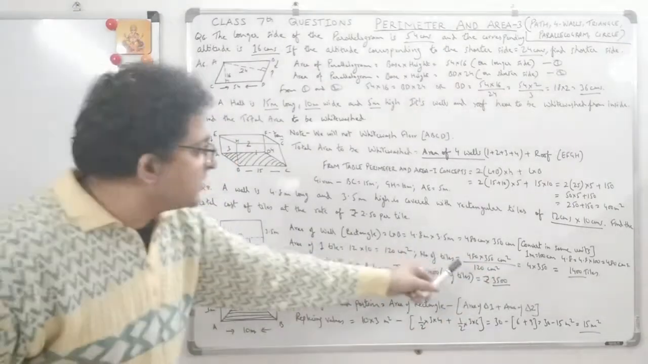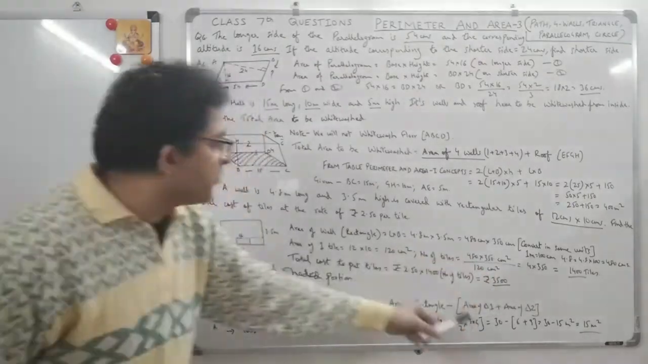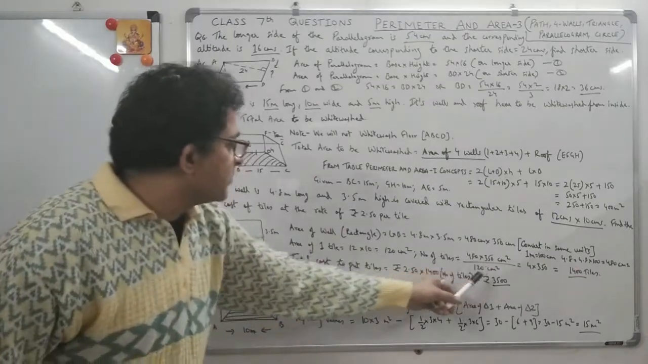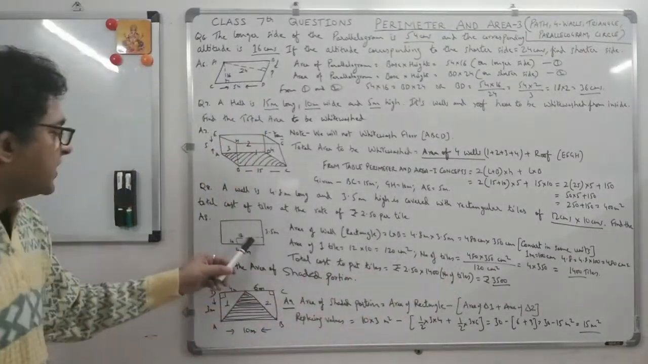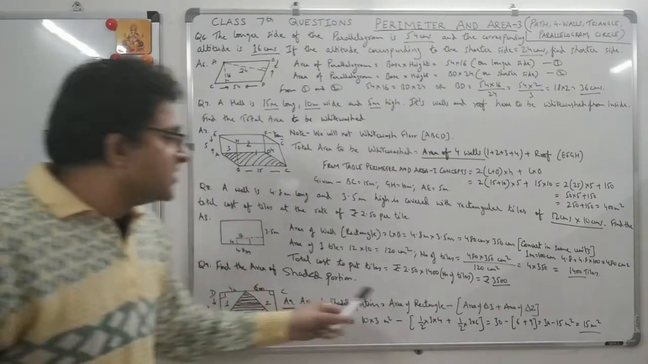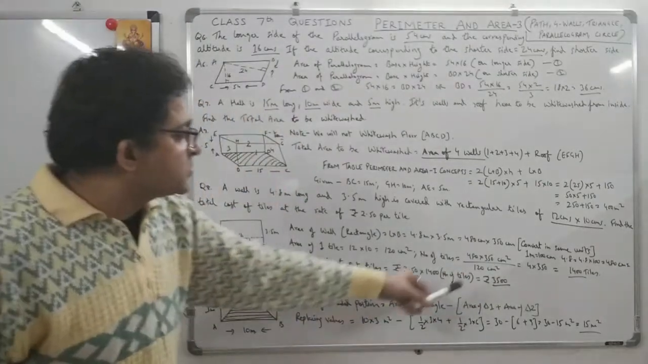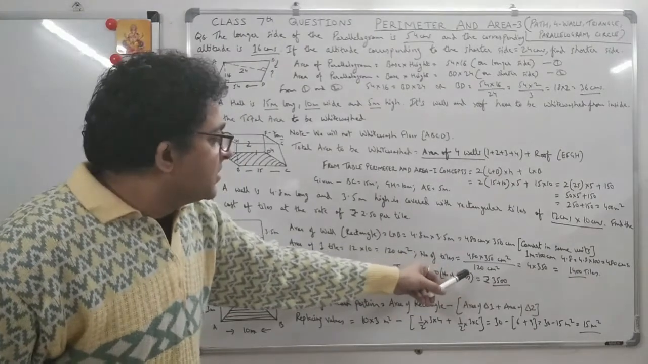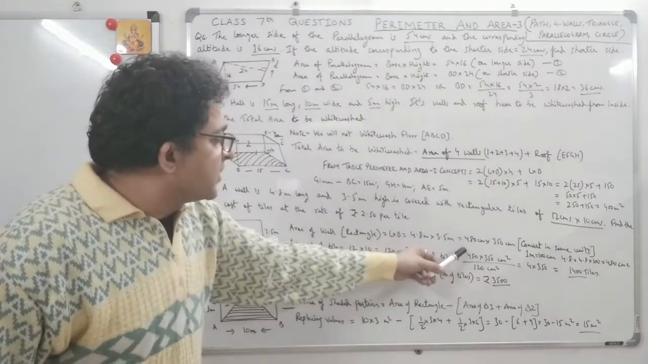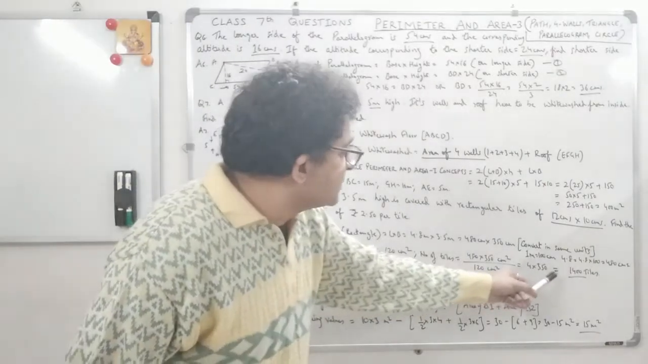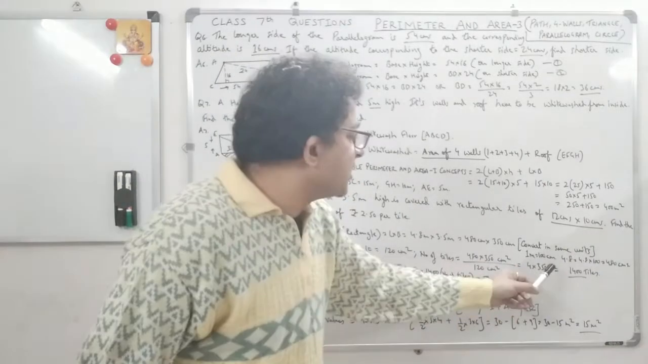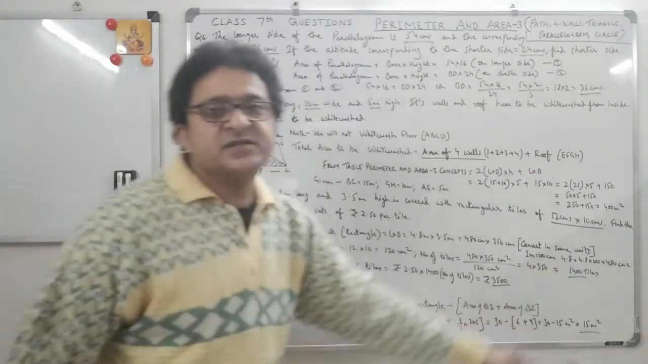So 480 into 350 centimeters square upon 120 centimeters square, because this is one tile. So when you divide this whole area by area of one tile, you will get number of tiles. So what happens? Centimeter square and centimeter square gets cancelled. 120 into 480 divided by 120 is 4. 4 into 350 is 1400 tiles.